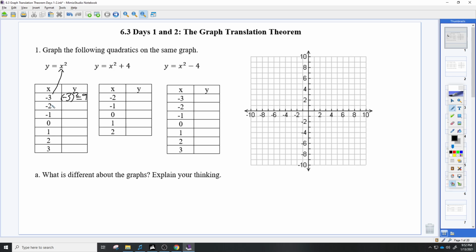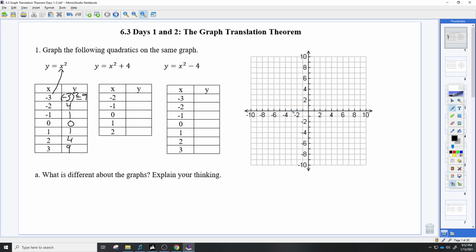So what's -2 squared? That would be -2 times -2, 4. And you keep going. -1 squared is -1 times -1, which is 1. 0 squared is 0. 1 squared is 1. 2 squared is 4. 3 squared is 9. And then we're going to plot the points over here and see what it looks like.